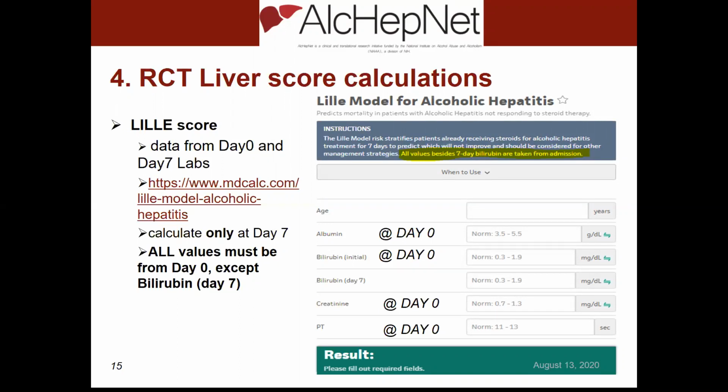Just a reminder that all the values, so you will need to use the forms from the labs collected at day 0 and day 7. I put here online a snapshot of the web calculator. And as you can see, it doesn't really specify a day 0 very clearly. It's on the top, very small fonts. All values besides the 7-day bilirubin are taken from day 0.